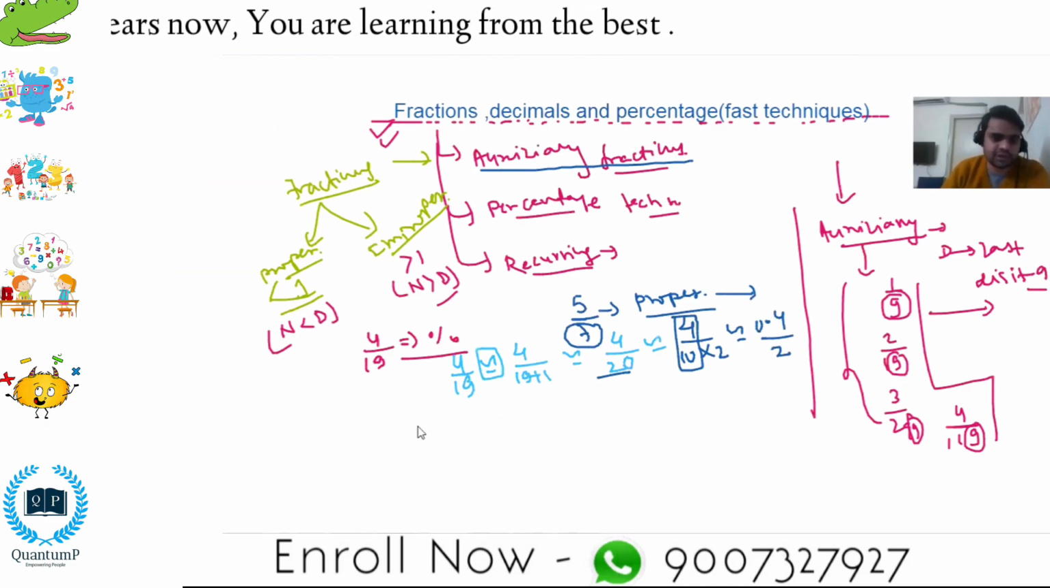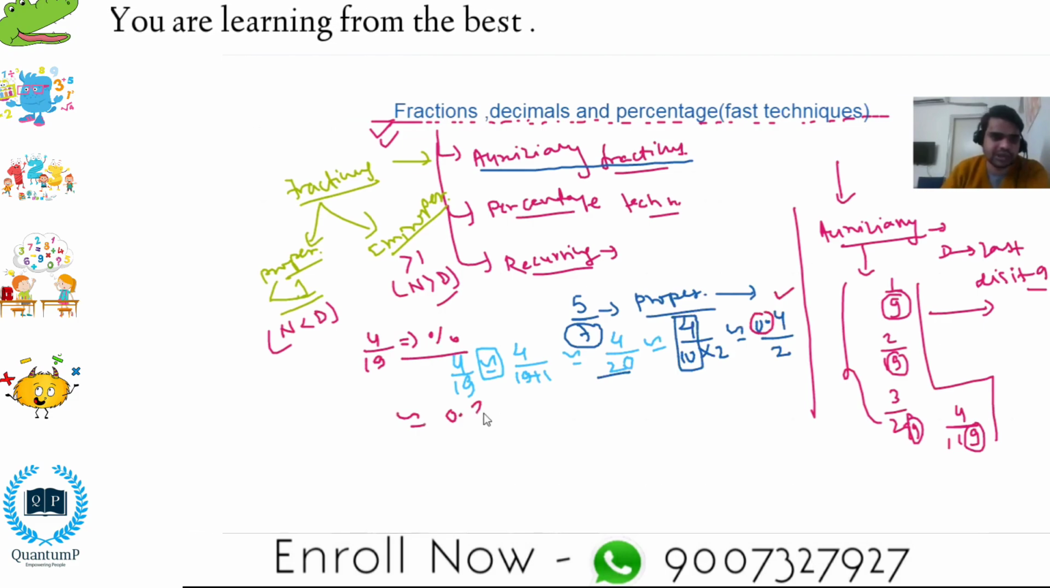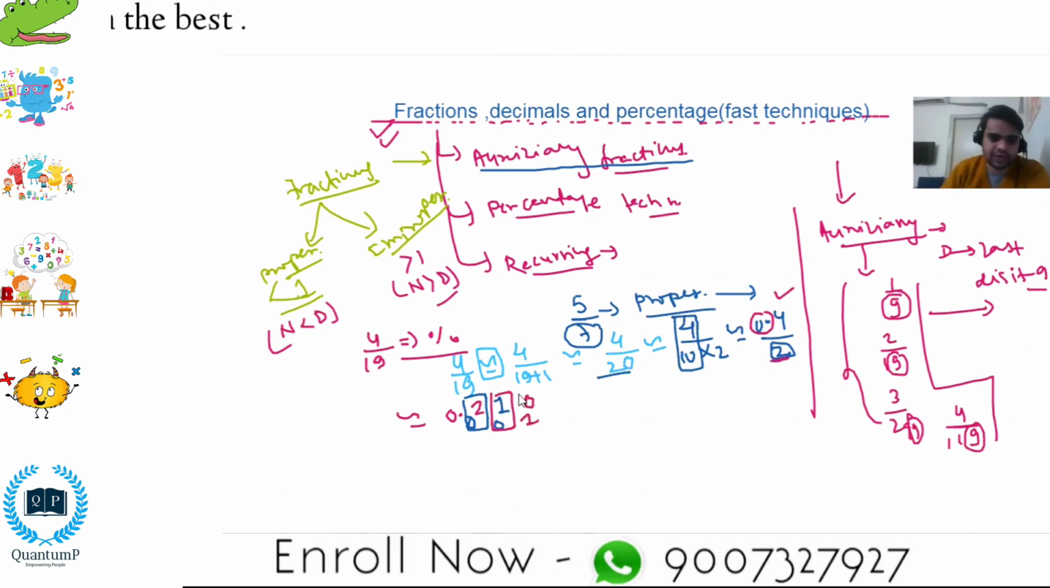Now we write the 0 point as it is. We divide 4 by 2, so the quotient is 2, remainder 0. So I'll write the remainder 0. Now 0 2 divided by this 2: quotient is 1, remainder is 0. Now we have 0 1 divided by 2: quotient is 0, remainder is 1. Now we have 1 0 divided by 2: quotient is 5, remainder is 0. And so on and so forth. If you keep doing this, you'll get 0.2105.